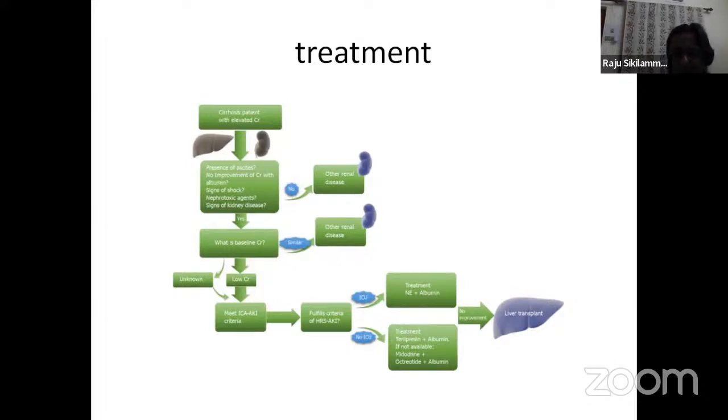Within the ICU, we treat the patient with noradrenaline with albumin. Outside the ICU, we treat with terlipressin with albumin. If that is not available, we treat with midodrine and octreotide with albumin. If the patient does not respond to this treatment, we consider liver transplantation.